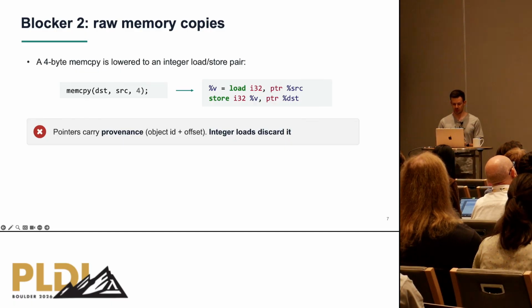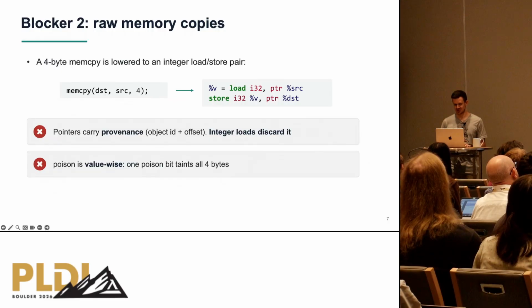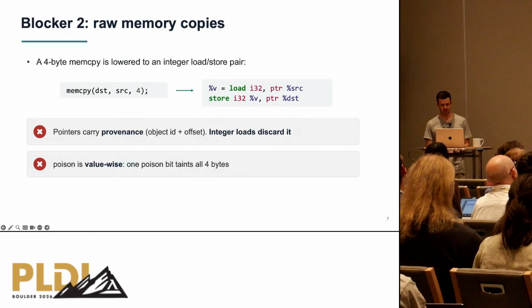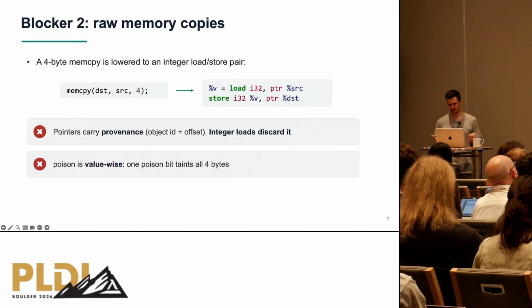The problem with using integers is that integers do not capture this provenance. So if we load a pointer through an integer type, we end up discarding this provenance. The second problem is that poison is value-wise in integers, which means that if a single bit in memory is poison, the whole loaded value will be poison. This conflicts with memcopy, as we want to copy memory as it is without spreading poison bits.